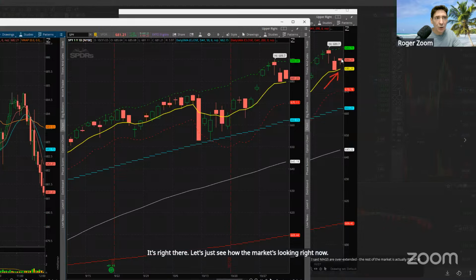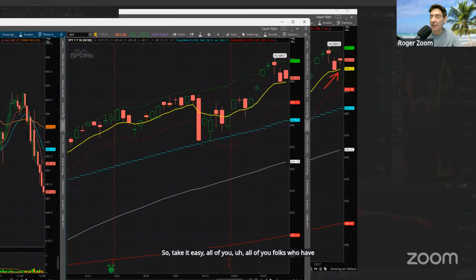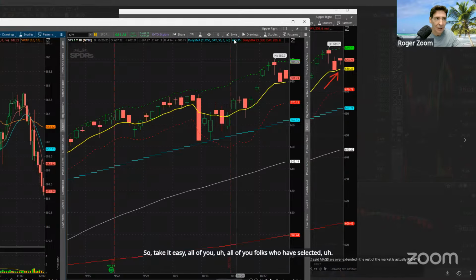Okay, that's when I drew it for you. And this is where we're at right now. My Picasso says that we're going to come and touch this line, right? It doesn't say we're going to fall down to the 200-day moving average, does it? Nope. So take it easy, all of you folks who have selective 2020 hindsight. Okay, please, it doesn't work this way.